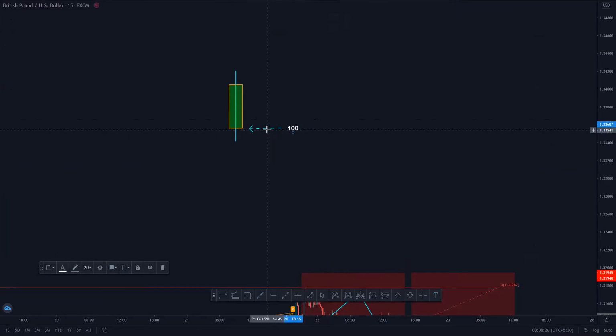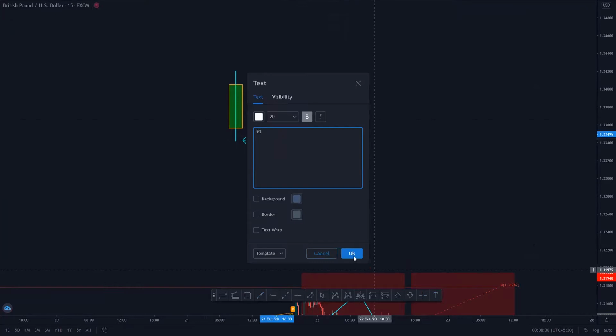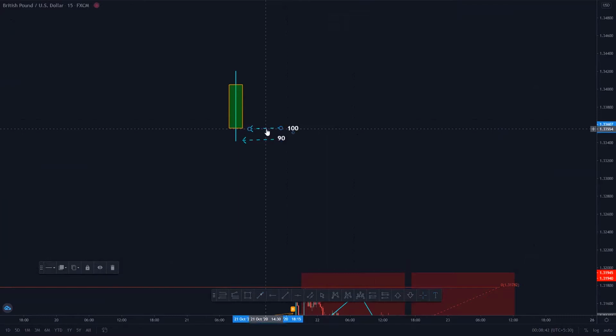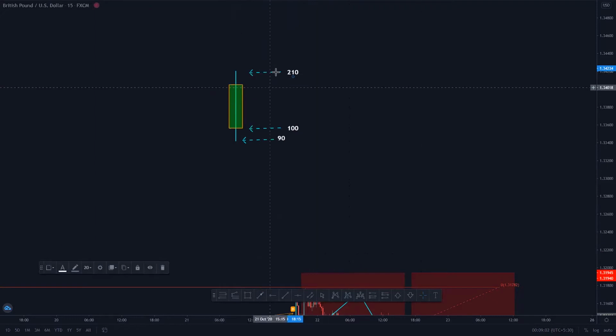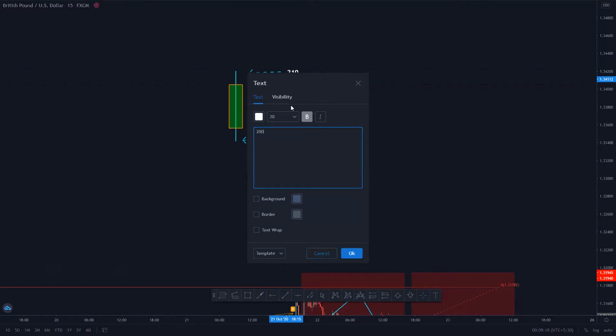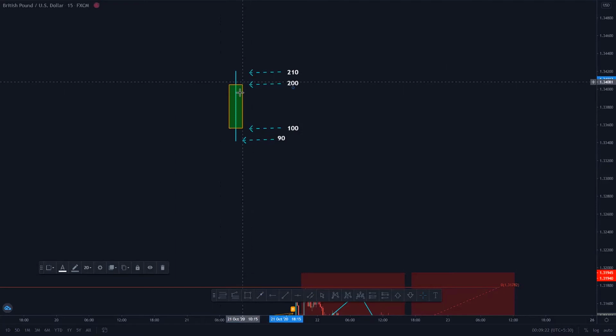The market came down to 90. So the lowest it has gone is around 90. Then the market went all the way up to the highest. Let's take a random number of 210. And the closing we have is around 200. These are just random numbers. So this is the range of this candle.